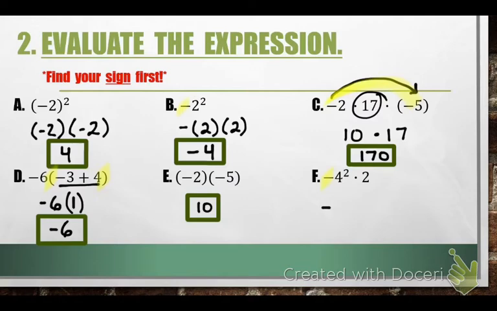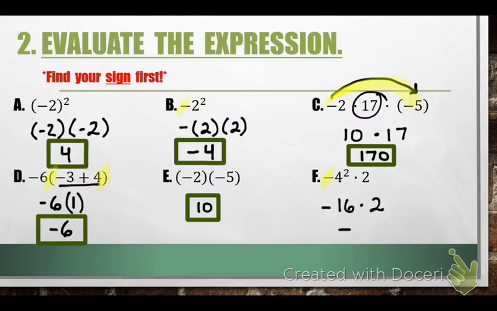16. It does not mean 4 times 2. It means 4 times itself. So the answer is 16, and then times 2. Now, as I look at this, how many negative signs do you see in this problem? 1. Only 1. That's an odd number of negative signs. So is my answer going to be positive or negative? Negative. So let's put our negative there.